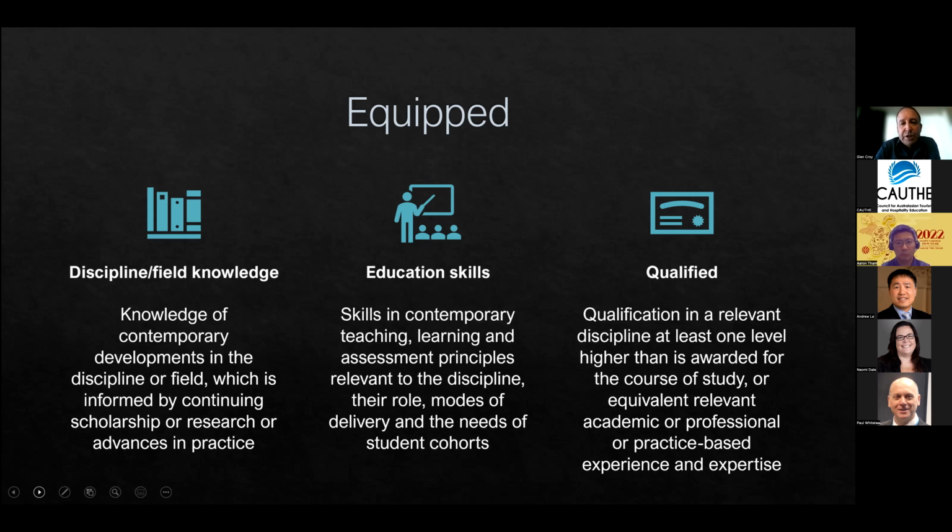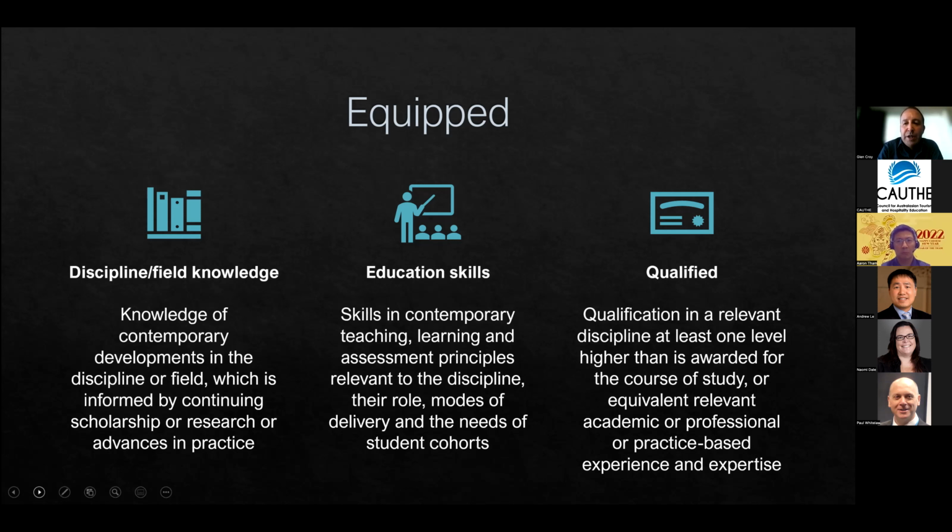The second element, which also needs to be demonstrated by all staff within these roles, is education skills. These are skills in contemporary teaching, learning and assessment principles relevant to the discipline, role, modes of delivery and the needs of the student cohort. Again, we'll delve deeper into this a bit later, but I'll draw attention to the key word here being contemporary, and also relevant to their roles within the discipline.